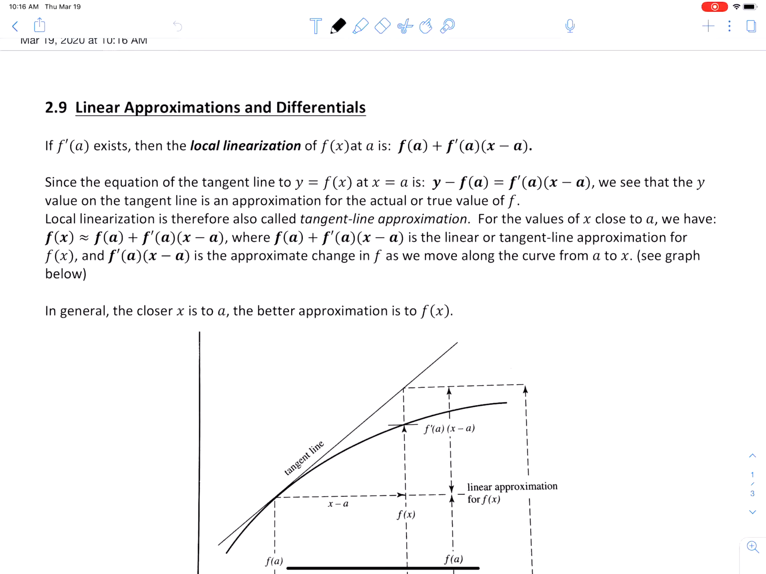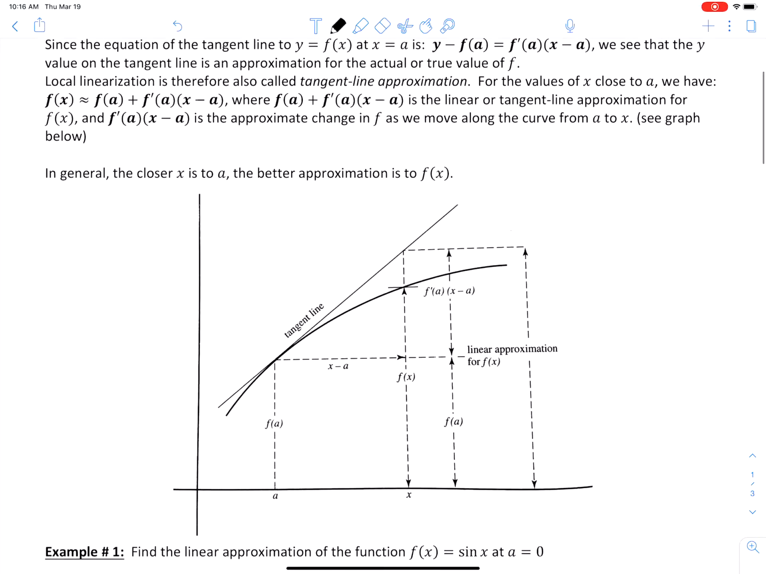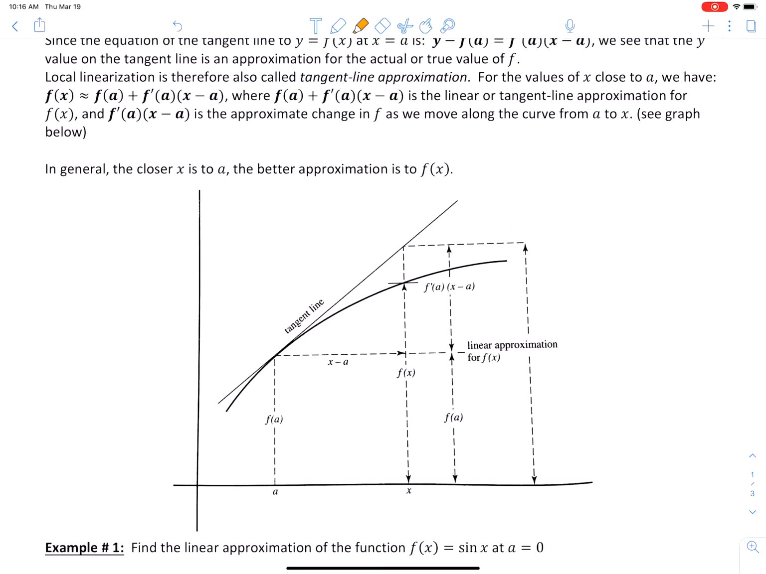So we're going to do a lesson on linear approximation. This is just sort of a review of some of the ideas we've already covered in D3 because all we're doing is finding slopes of tangent lines. Okay, so let's look at a graph of what we're going to do.